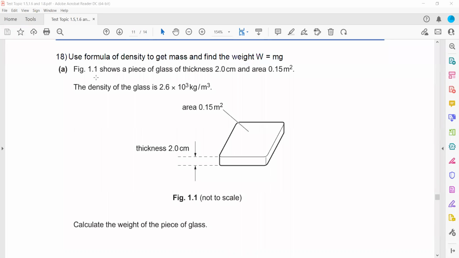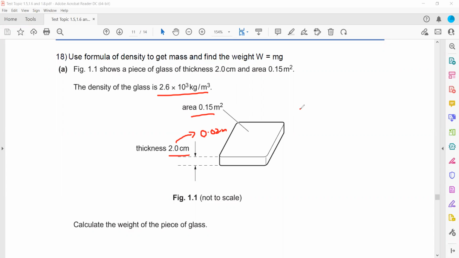Then use the formula to get the mass and find the weight by using the formula W equals mg. So first, using the formula of density, we have the density and we have area, but thickness is in centimeter and area in meter square. Both should be in the same unit, because if density is kilogram per meter cube, area should be in meter square and length should be in meter. So we have to convert 2 centimeter into meter, so 0.02 meter.